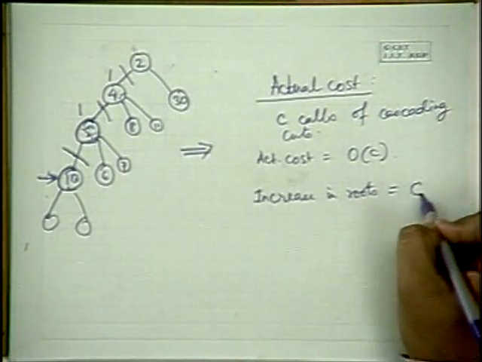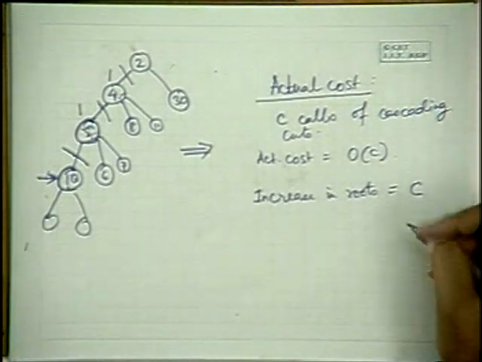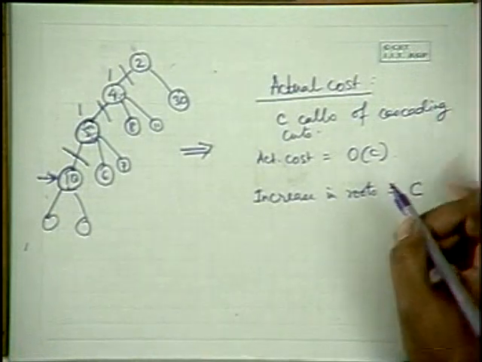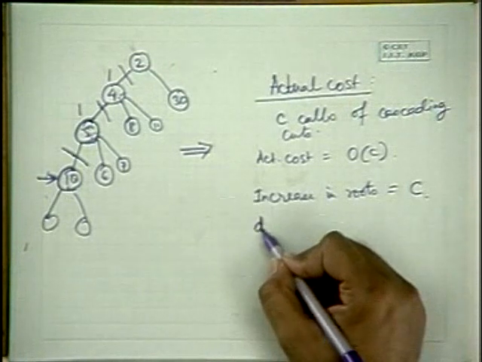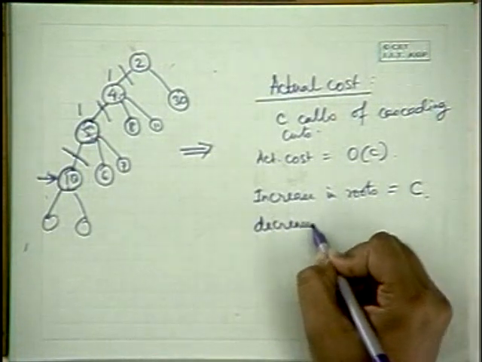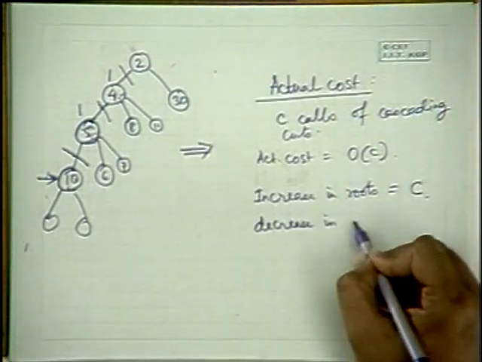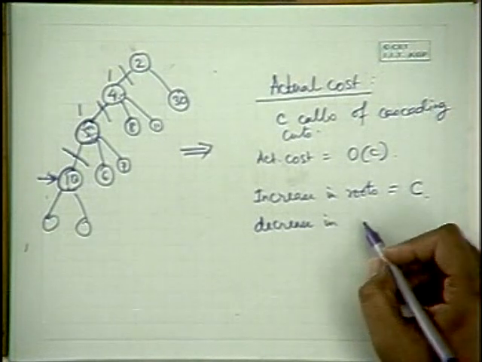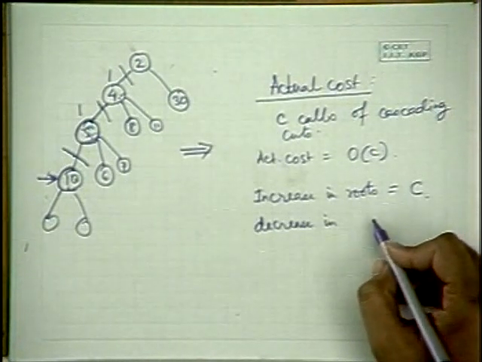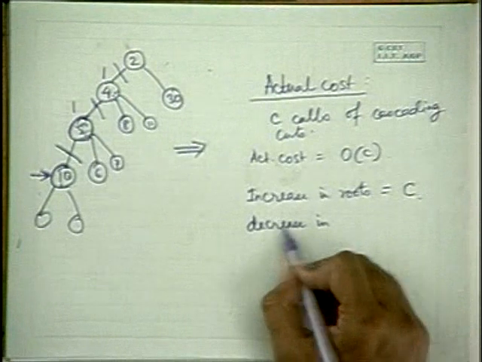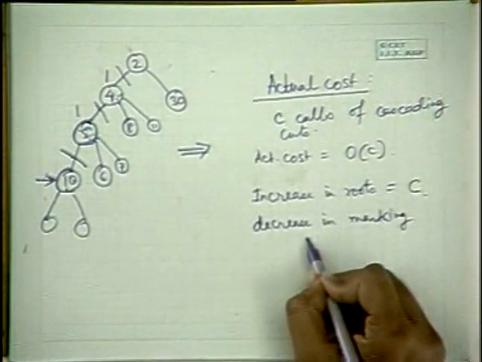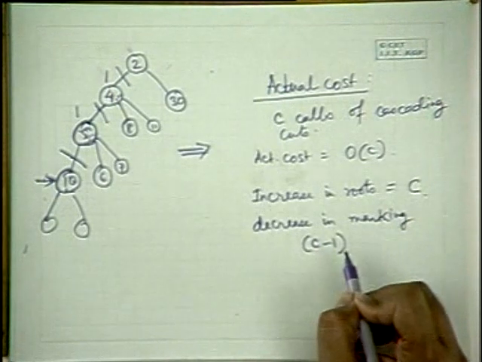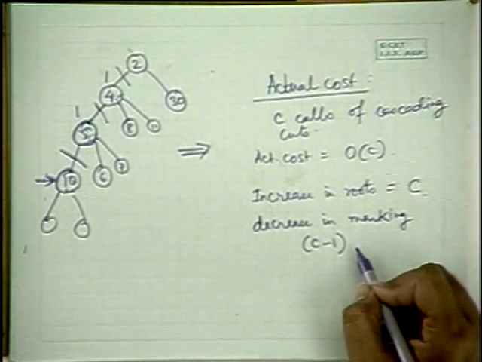It's exactly C. For each call you will put it in the root cycle. So the increase in the number of roots is C, and there is a decrease in marking. Now we are trying to see how many nodes are unmarked. So the decrease in marking is C minus 1. C minus 1 nodes are unmarked.